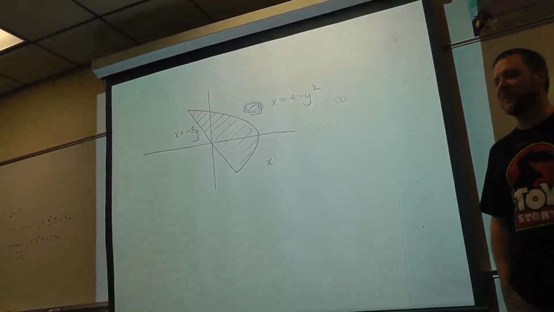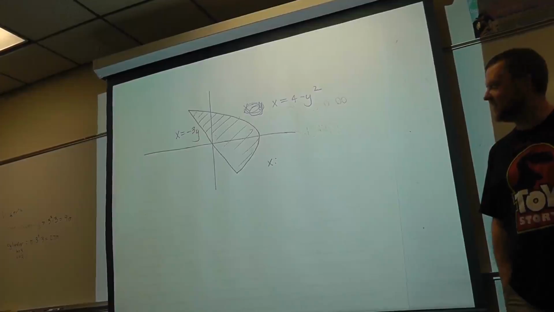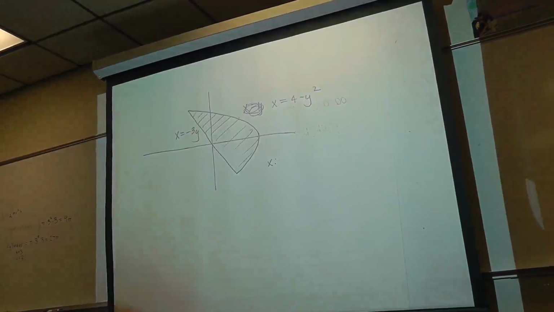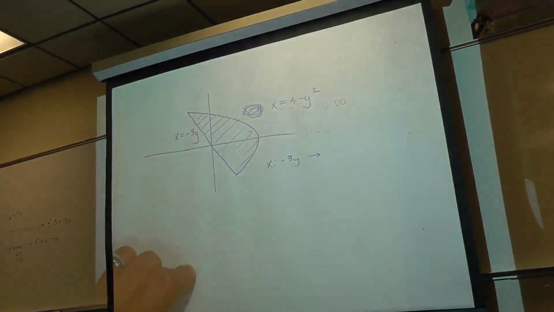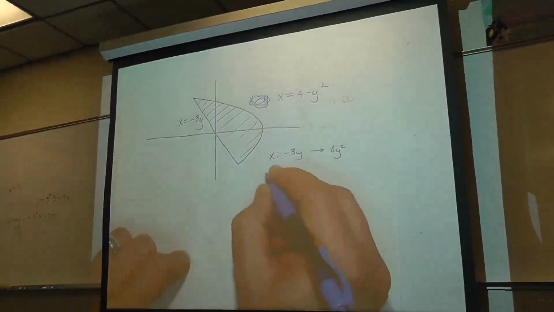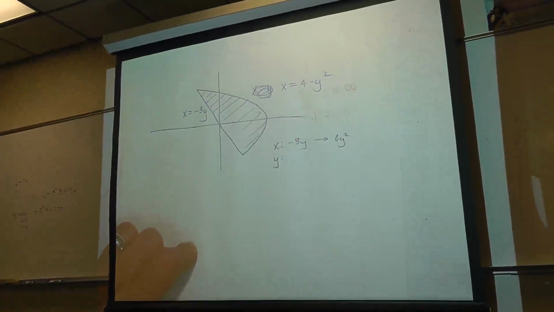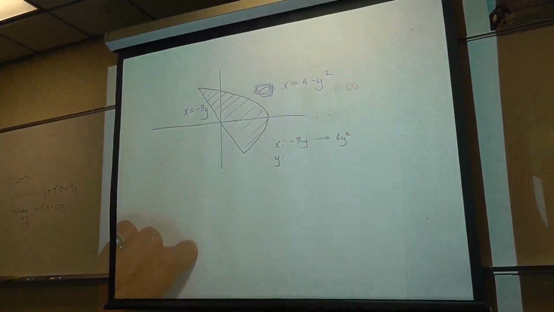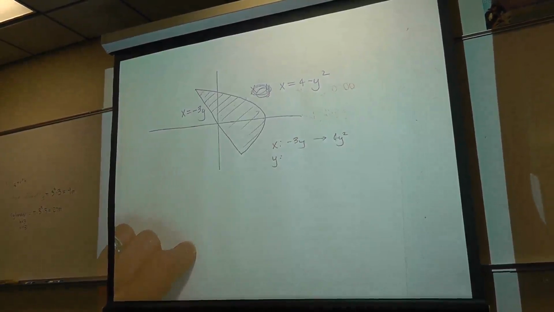So who can I pick on? What'd you get for your x limits? Hopefully that's the easy part. Negative 4y, so 4 minus y squared, yeah. Then you got the y limits. What'd you get for your y limits? Negative 1 to positive 4 is what you got. Or negative 4 to positive 1.